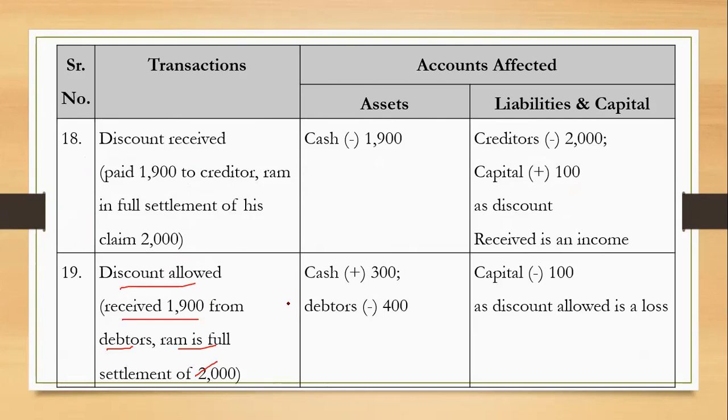Full settlement means the debtor is not insolvent; the difference of the amount is to be taken as discount. When we allow a discount, it is going to be a loss, and when it is a loss, we are going to deduct it from the capital. And the amount that we receive, 1,900, cash comes in, and that debtor's account is settled. So there is no more amount due from the debtors. So debtors will decrease. These amounts are to be rectified.